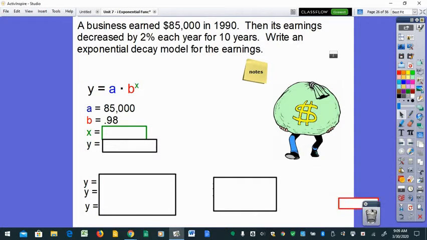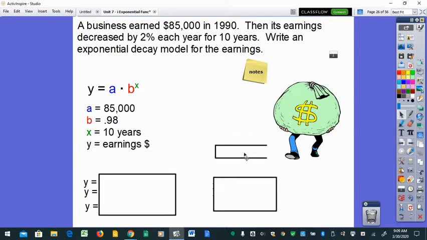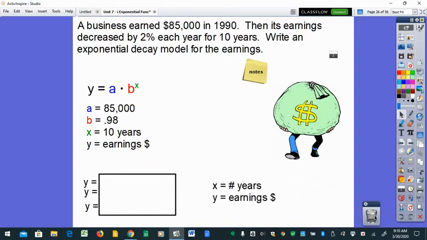Number one mistake would be to put a 0.02 in there, and then you're saying that only 2% was left. X is going to be the 10 years, the number of years. In this case, it'll be 10. And y is going to be the value, or rather the earnings in dollars after that set number of years. So I'm going to write my general equation, but when I do it, I'm going to define my variables. X is going to represent the number of years.